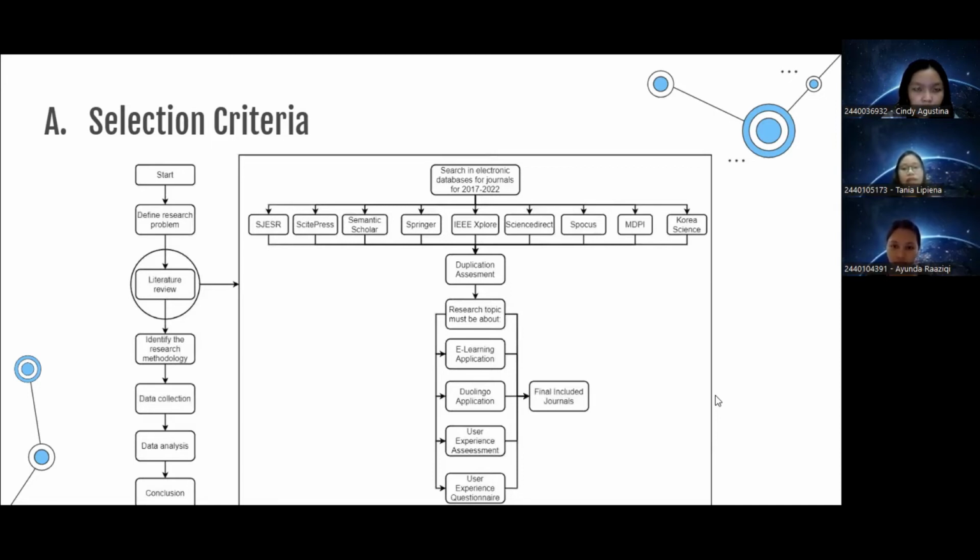The electronic databases that are used are SGESR, Cypress, Semantic Scholar, Springer, IEEE Explore, Science Direct, Scopus, MDPI, and Korean Science. There are 15 journals about UX evaluation, 3 journals about e-learning and Duolingo, and 8 journals about problem learning skills and implementation of Duolingo.